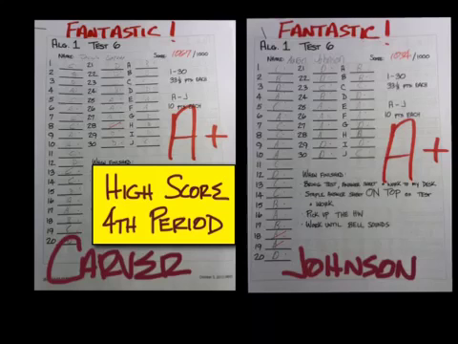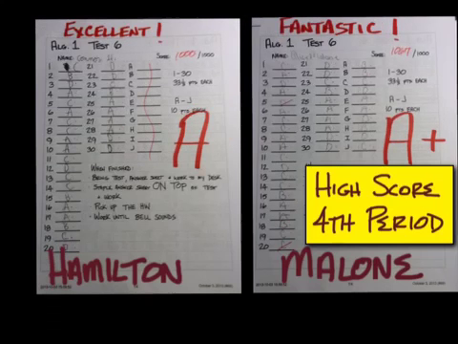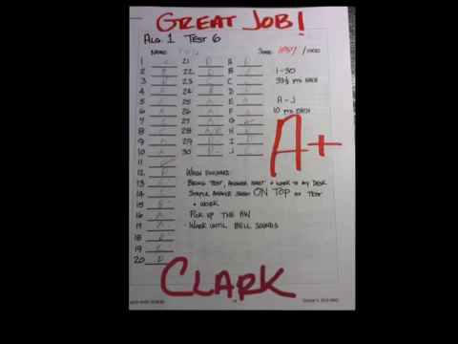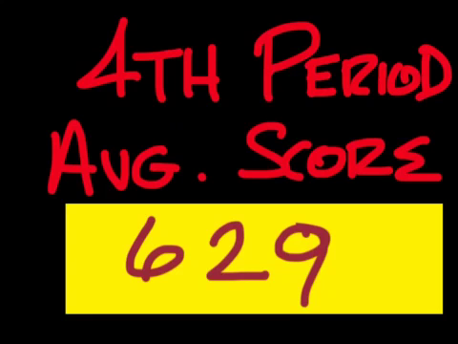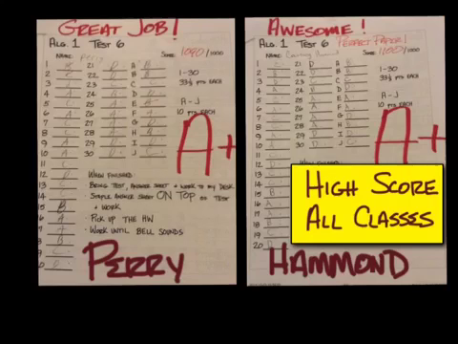Fourth period, the high score was 1067, that was Carver, and Johnson also had an A plus. Hamilton and Malone had A pluses, and Malone had the high score for fourth period. And Clark had an A plus. Average score was 629 for that class.